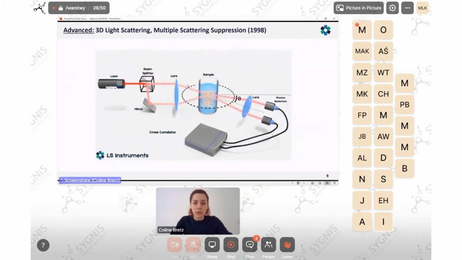And this is how it looks implemented in a light scattering device. So we use a beam splitter, an optical component that can split the laser beam into two components of equal intensity. Using a system of mirrors, we can create two laser beams that are parallel, and then using a lens, we focus the two beams inside the sample. And as I said before, we have then two photon detectors, and our correlator performs cross-correlation.